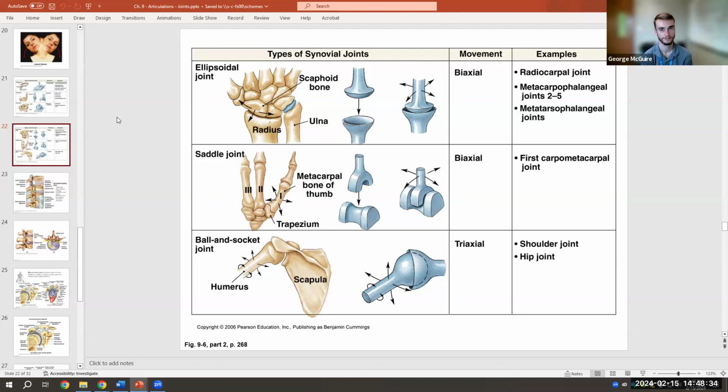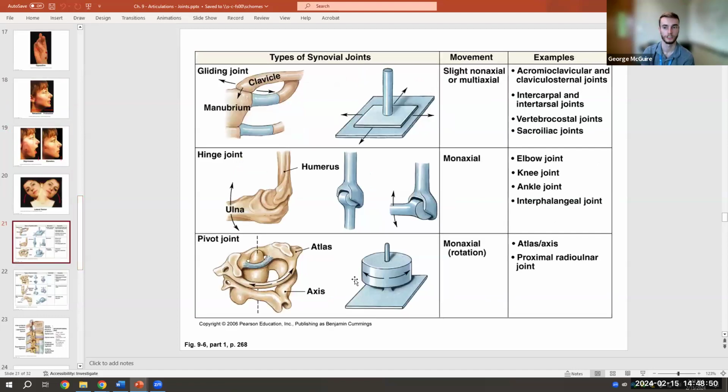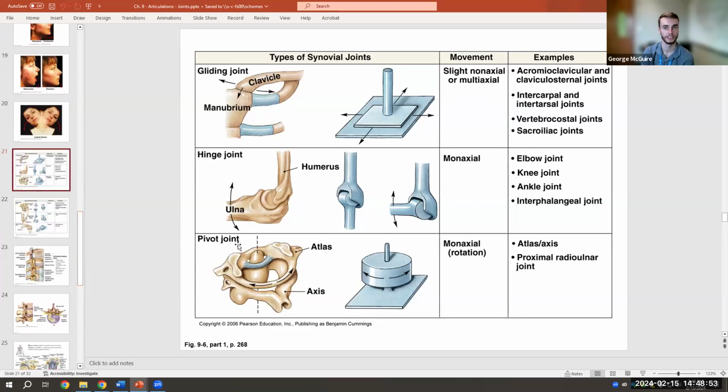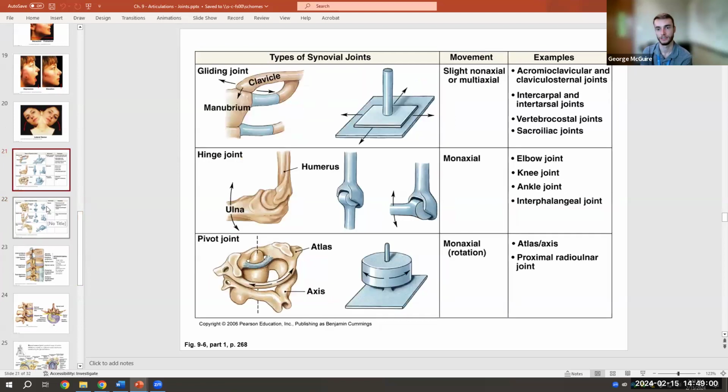What's next? Sorry, is the atlantoaxial joint the only pivot joint? You said the only pivot joint that we need? Well, we have pivot joint as its own type, and then the ellipsoidal being separate from that. Maybe I misunderstood your question. Oh, I was asking whether the atlantoaxial joint is the only pivot joint in the body.